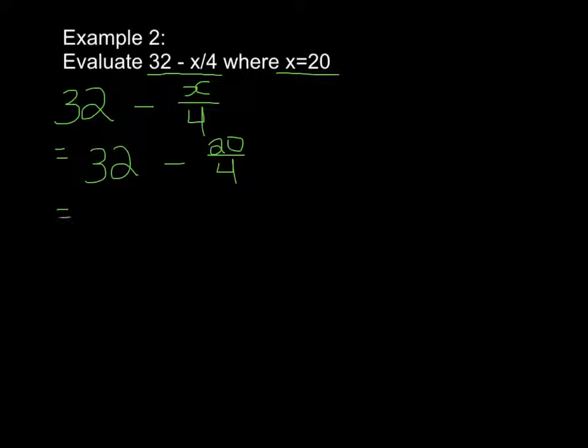And now we solve. Keeping BEDMAS in mind again, my first step would be to go 20 divided by 4, which I know is 5. Again, I'm writing my work one step at a time. And then my last step would be 32 subtract 5, which is 27. So those were two examples of how you evaluate an algebraic expression.